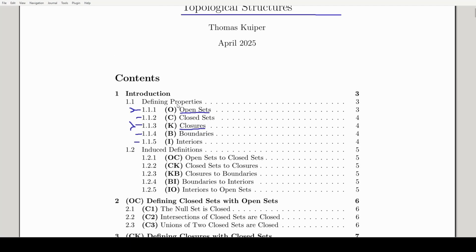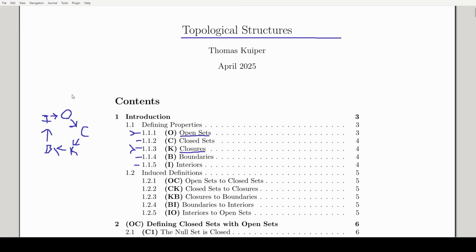So what we'll be doing is showing that if you define any one of these structures, you define all of them. So if I define open sets, I can use that to define closed sets, which I can use to define closures, which I can use to define boundaries, which I can use to define interiors, and then I can redefine open sets and I'll get the same open sets back. So you may notice how this is a circle and circular logic is bad.